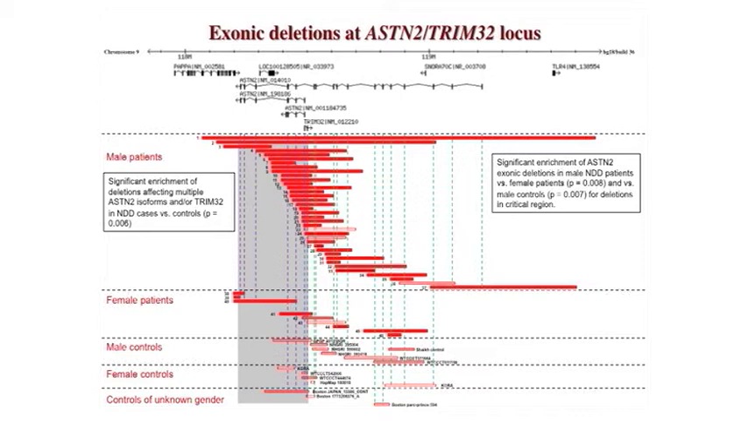And we also found that this critical region comes out near the 3' end of the gene shown here. This is the so-called smallest region of overlap. And there's a significant enrichment of deletions affecting multiple ASTN isoforms. So this is one of the common themes I alluded to earlier. When we're seeing highly penetrant mutations, they tend to affect the common regions where more of the gene isoforms are expressed. Okay, and in this case, it seems to have an impact in the male gender.